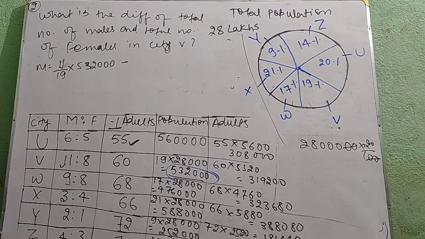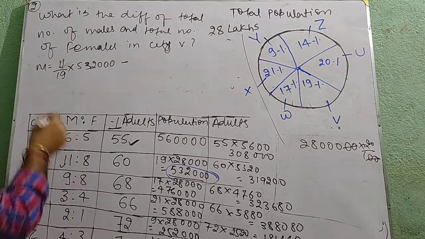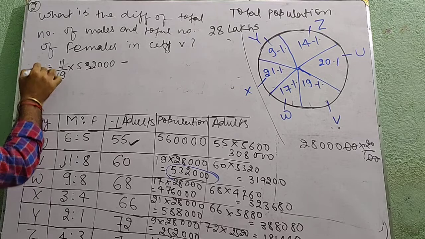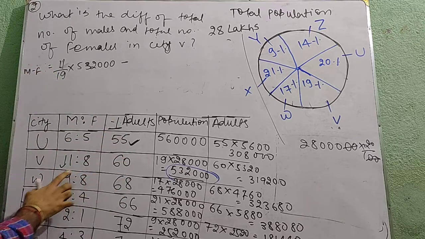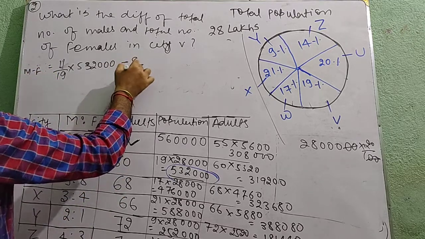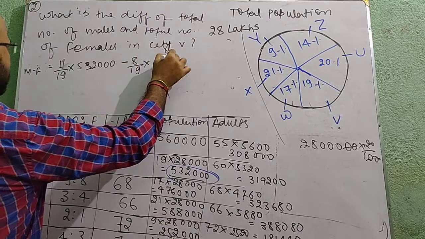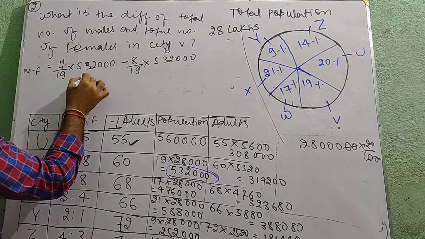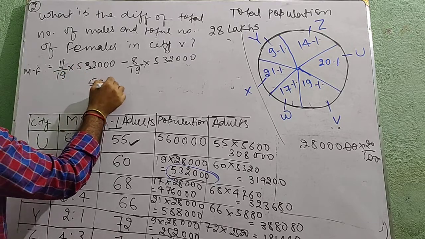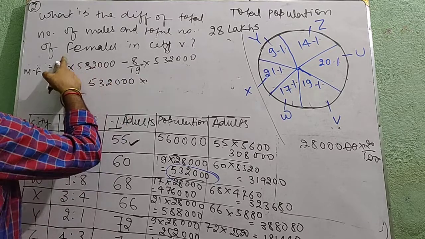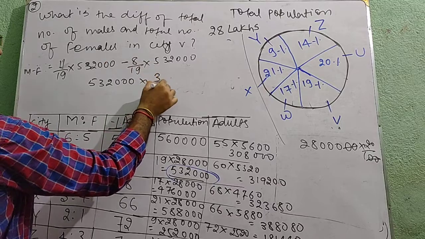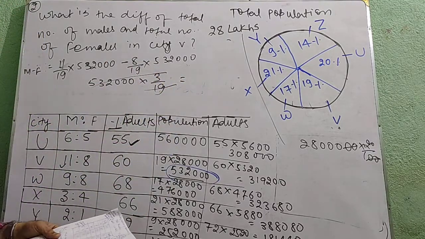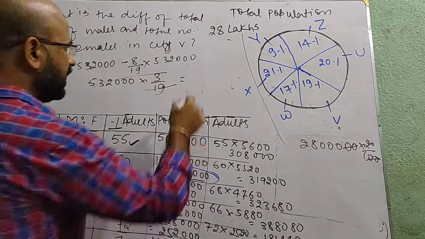But the question asks for the answer of male minus female. Female is 8 by 19 into 532,000. If you take the common factor, 532,000 times (11 minus 8), that is 3 by 19. You have to solve it, and then you will get the answer, 84,000.